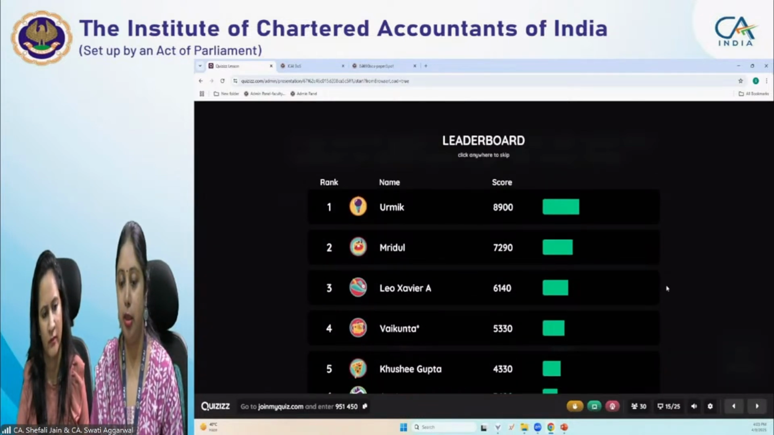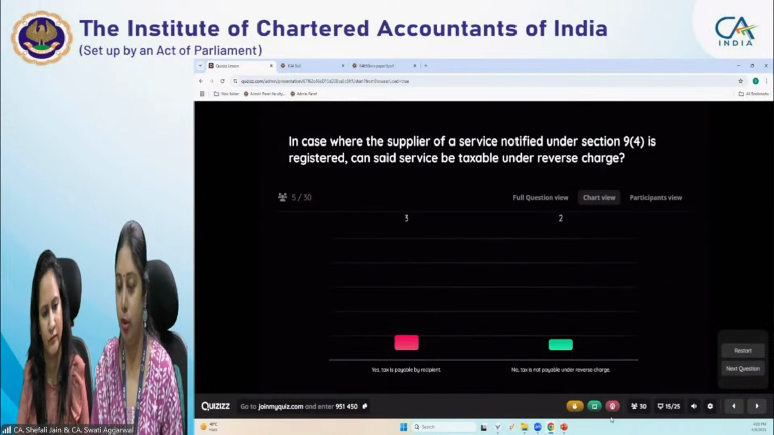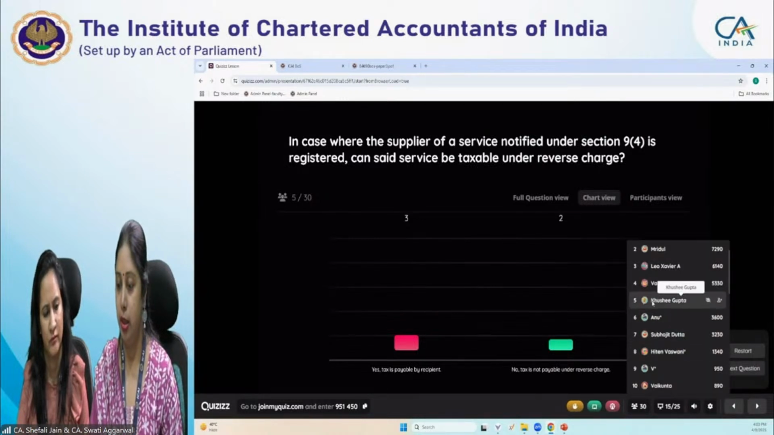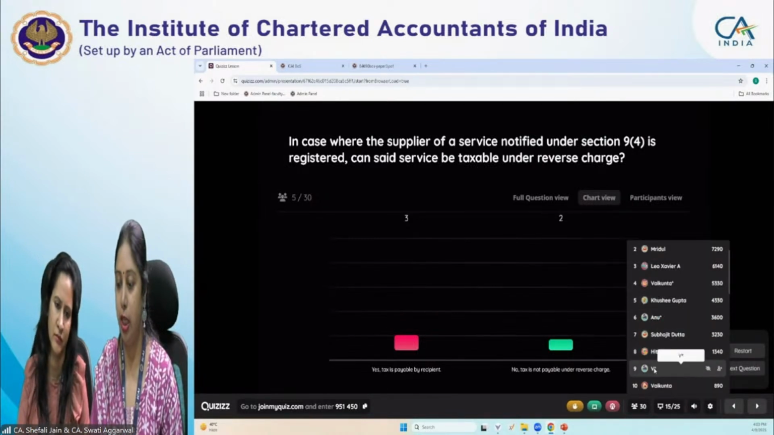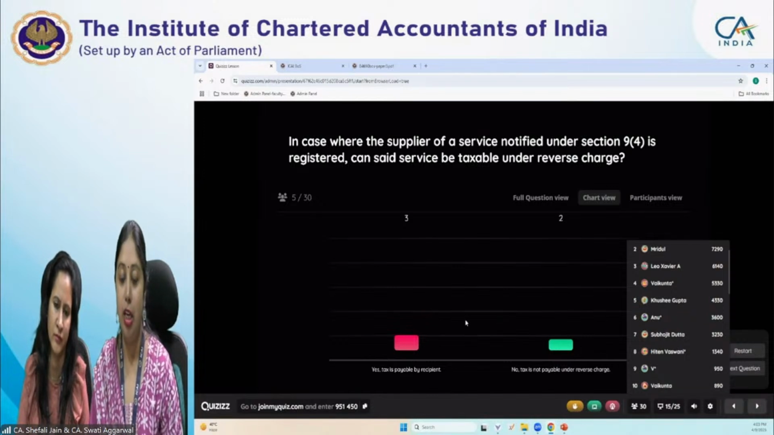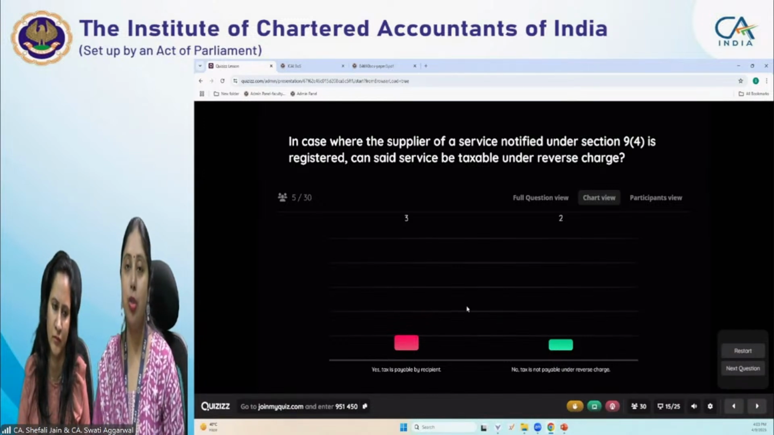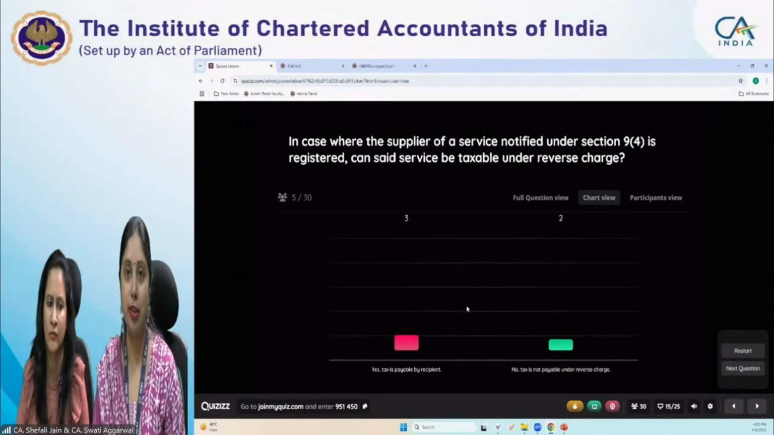It's Urmik, Mridul, Leo, Vaikunt, and then it is Kushi, Anu, Shubhajit, Hiten, V, and Vaikunt again. So this question, the correct answer was tax is not payable under reverse charge. That is why I asked this question. More students have answered it wrong.